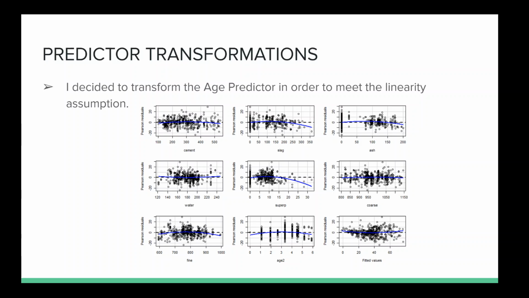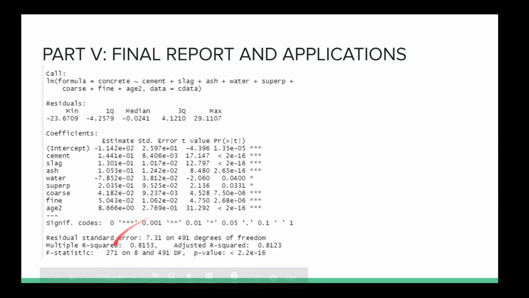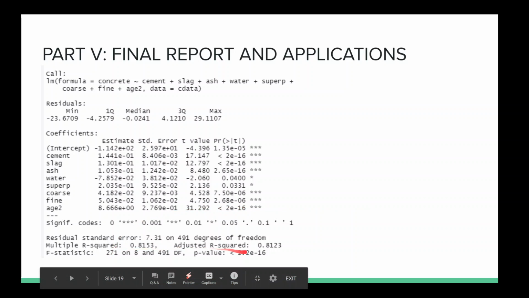In the final slide, we can see that the adjusted R-square value has indeed increased from what it was before. It is now 0.8123 as compared to a 0.6 value.